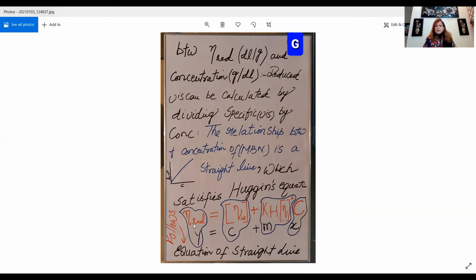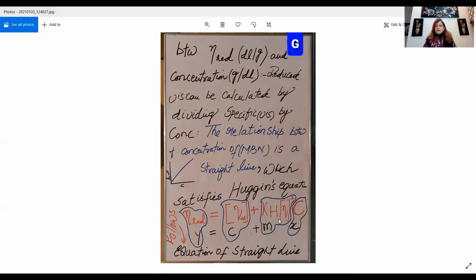Now, what is Huggins' equation? Huggins' equation is simply an equation that follows the equation of a straight line, that is y is equal to mx plus c. We can also write it as y is equal to c plus mx. Now, what is y? That is eta reduced, on the y-axis. C is the intercept, which we can get from the intrinsic viscosity.